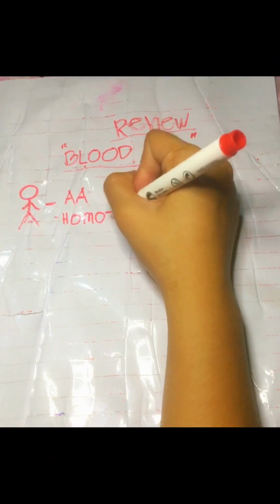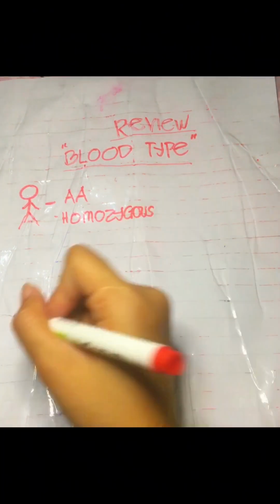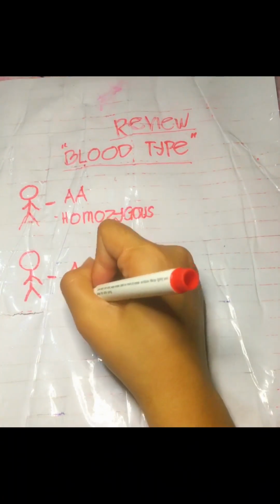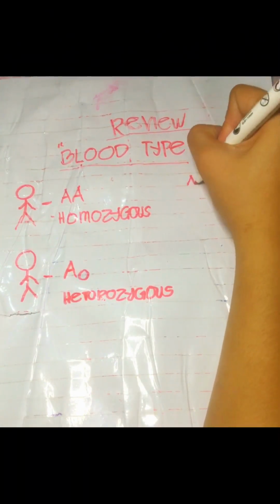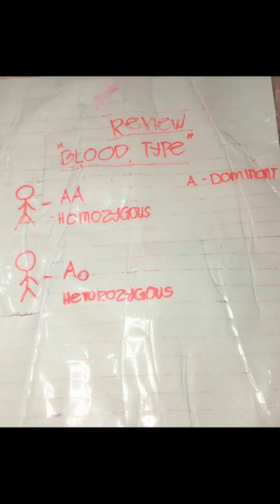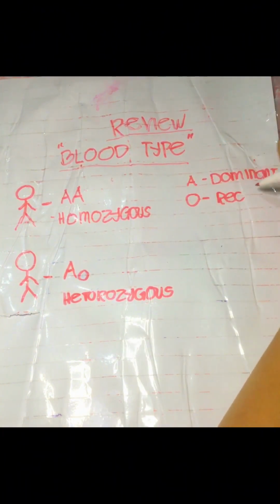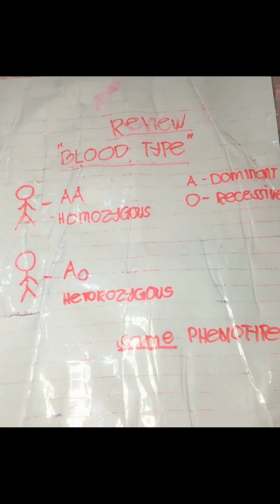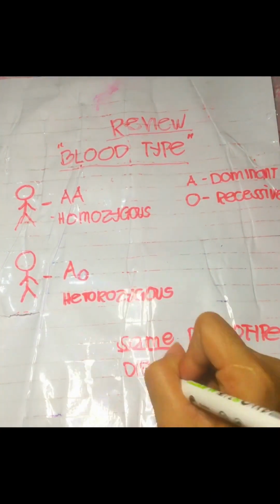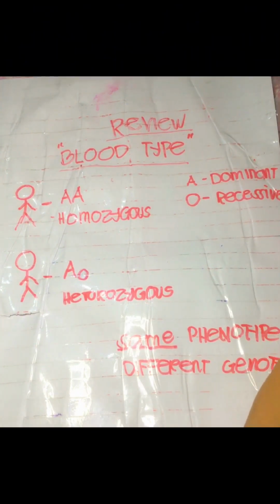would be called homozygous. And someone with different alleles would be called heterozygous. Again, it's called heterozygous. Also remember the concept of dominant and recessive alleles and how the A allele is dominant over the O allele in this example. This means that the same phenotype, blood type A, can result from these two different genotypes.